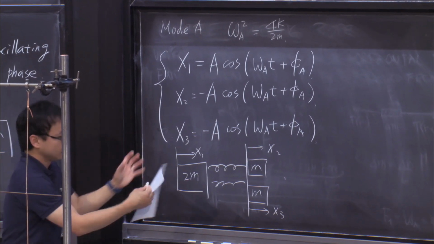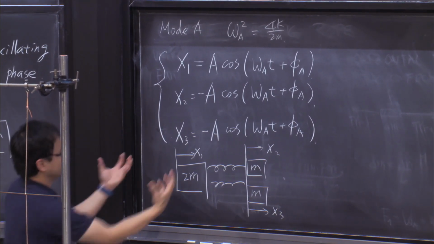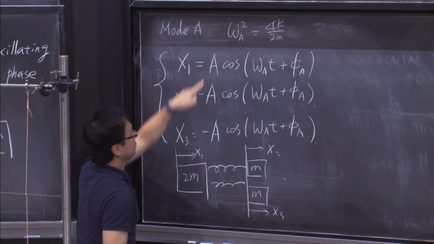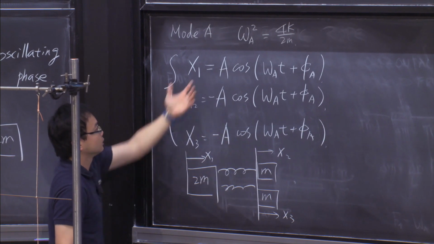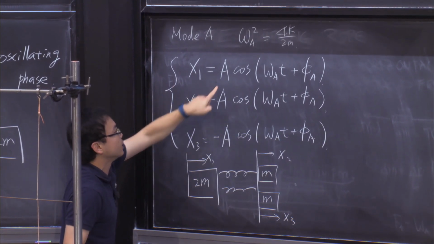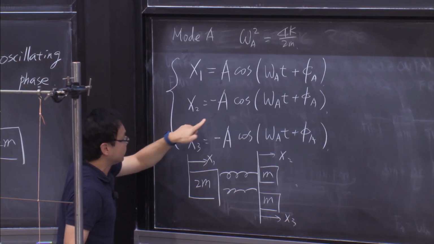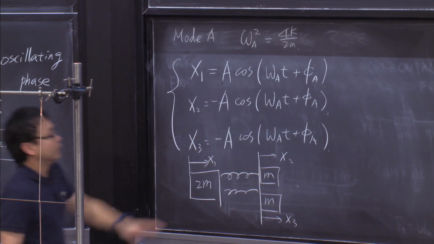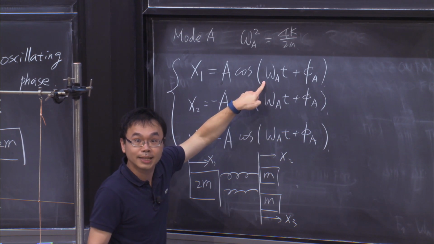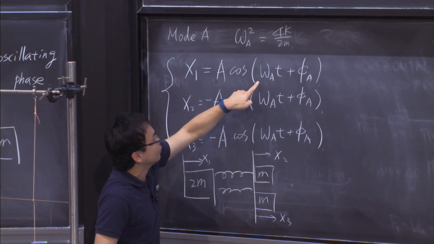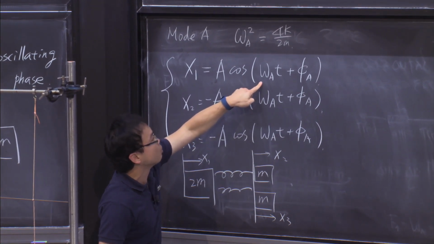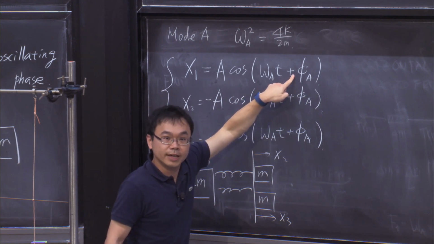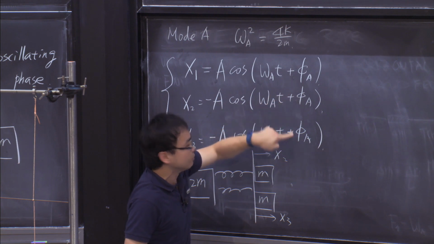Therefore, you can see that in mode A, you have this kind of motion. The amplitude of the first mass is A. If I define that to be A, then the amplitude of the second and third will be minus A. And all of them are oscillating at a fixed angular frequency, omega A, and also a fixed phase, phi A.